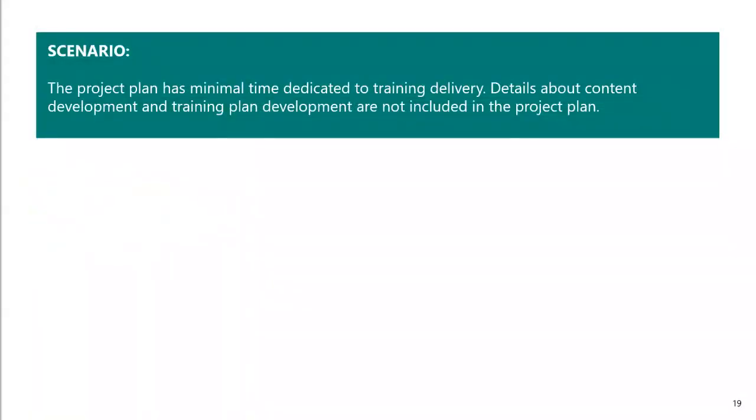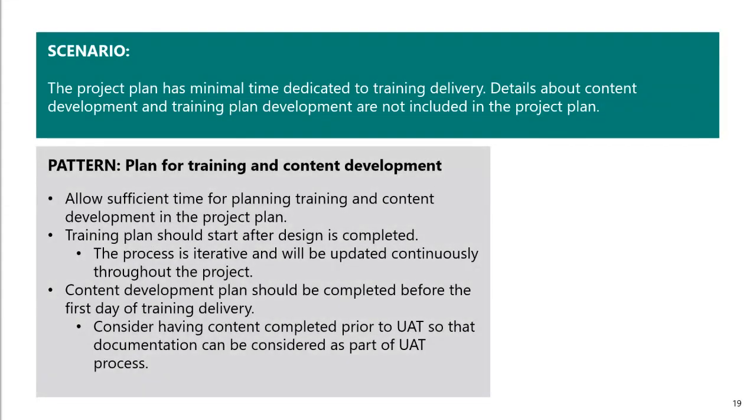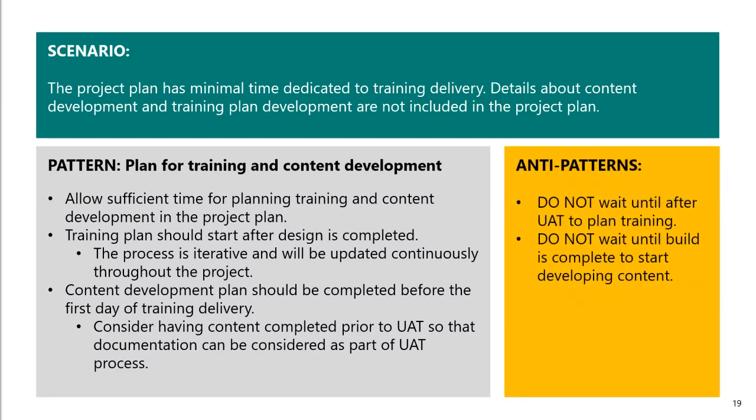So in our first scenario, the project plan has minimal time dedicated to training delivery. The details about the content development and training plan development are not included in the project plan. From an anti-pattern standpoint, this is a definite no-go. You do not want to wait until after UAT to plan the training. You want to make sure that you're allowing sufficient time for putting both the plan together and the content development and the delivery. So all three of these things should be outlined in your project plan.